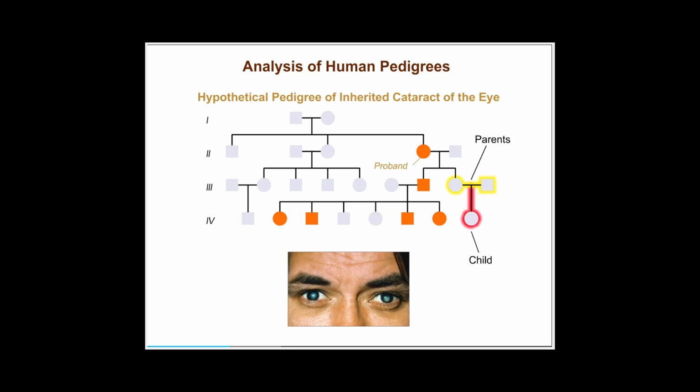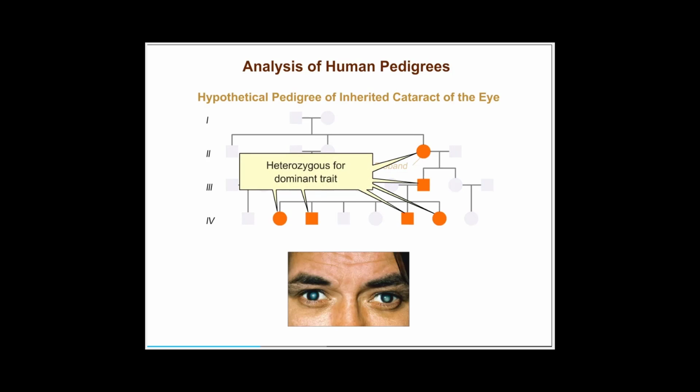The individual whose phenotype was first brought to the attention of a geneticist or medical researcher is called the proband. Individuals known to express the phenotype have colored symbols. Individuals who do not express the trait have gray symbols. In this example, the proband is heterozygous for the trait and her mate is homozygous for the normal allele.